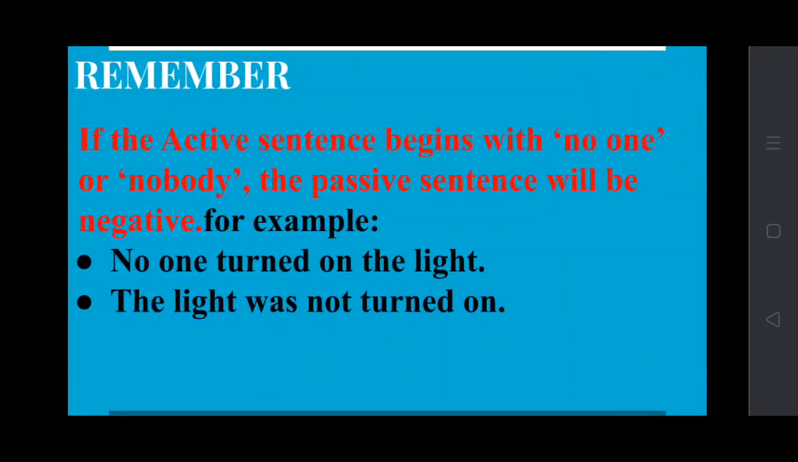Remember, if the active sentence begins with no one or nobody, the passive sentence will be negative. Like, no one turned on the light. So it will be written as the light was not turned on.